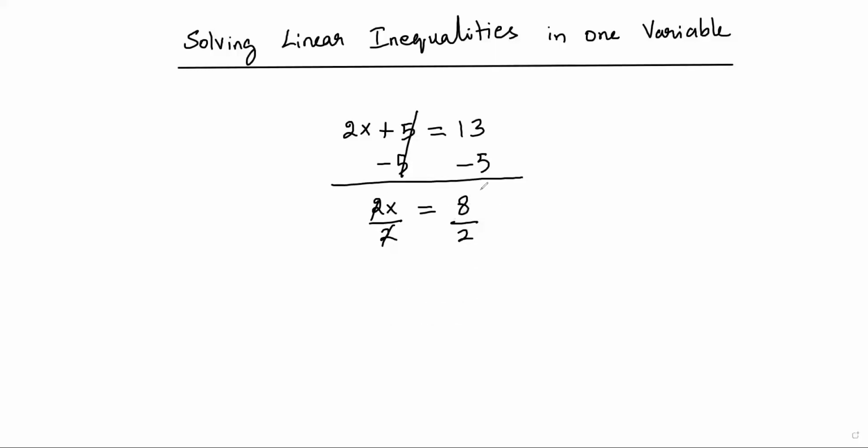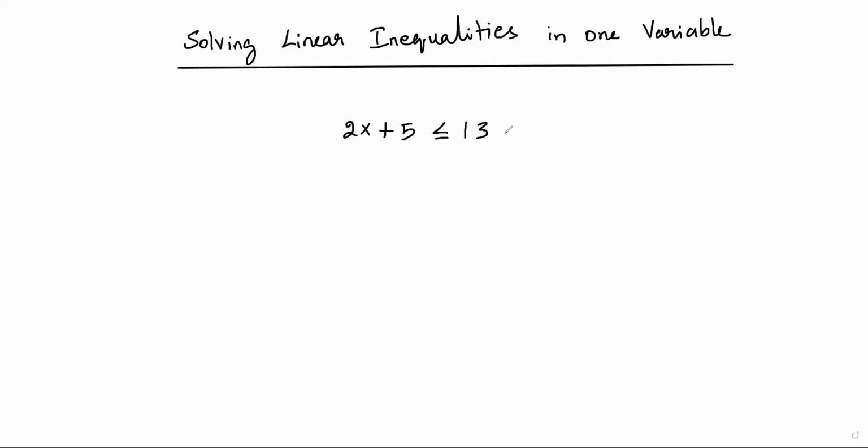Okay, now let's consider the same linear equation as an inequality. For example, let's consider 2x + 5 ≤ 13. Here, I subtract 5 from both sides. Then I get 2x ≤ 8. Now, I have to divide both sides by 2. So the 2 will cancel, and x ≤ 4.